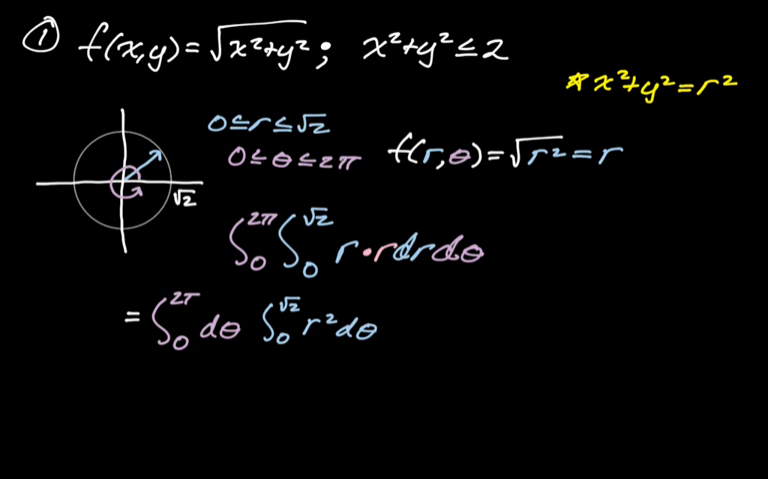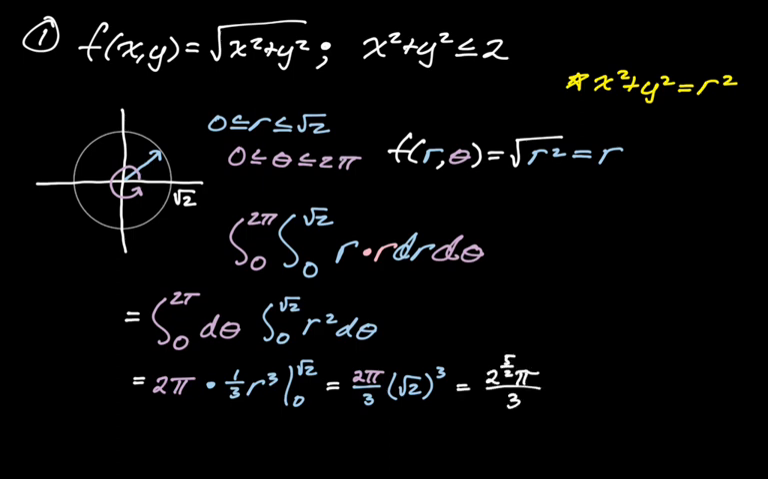So we have 0 to 2 pi d theta, and then 0 to root 2 of r squared dr. When we integrate 1 d theta, we just get theta, and then plug in 2 pi, plug in 0, we just end up with 2 pi. So this will be 2 pi, and then we have 1/3 r cubed from 0 to root 2. Then we sub in, we get 2 pi over 3, the square root of 2 cubed. When you plug in 0, it just zeroes it out. So you could leave your answer like that, probably. I simplified it. Let's take a look at the next one.